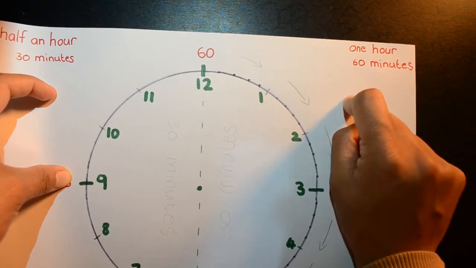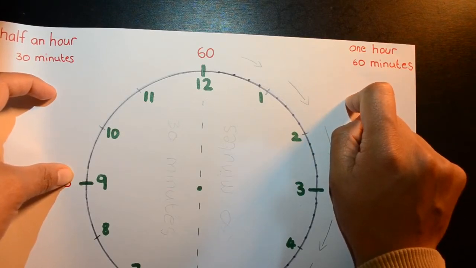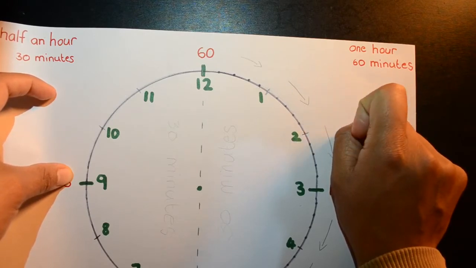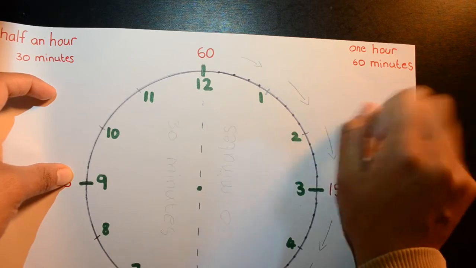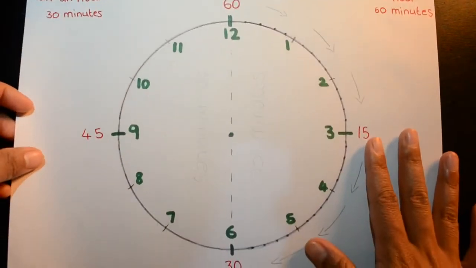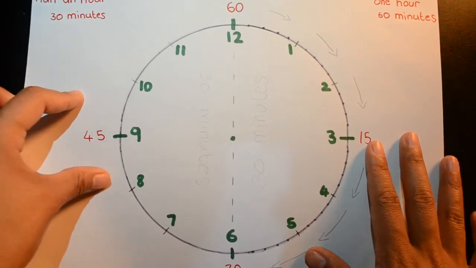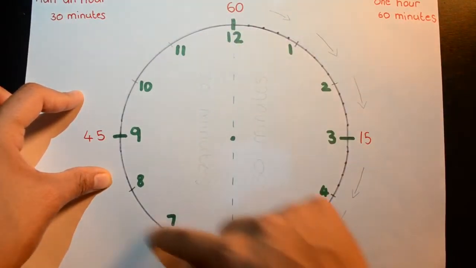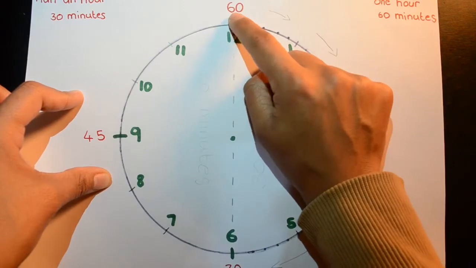So if someone says to you, I'm spending 60 minutes here, and another person says, I'm spending an hour here, they mean the same thing, the exact same thing, they're just saying it differently, okay? So the minute hand goes right around, and then that means it's 60 minutes.